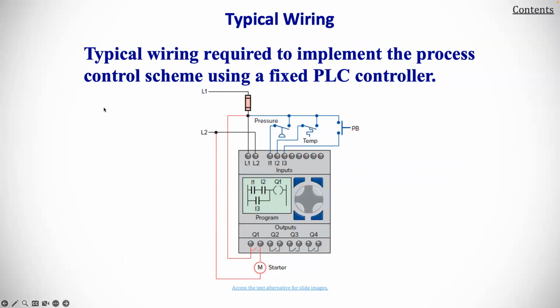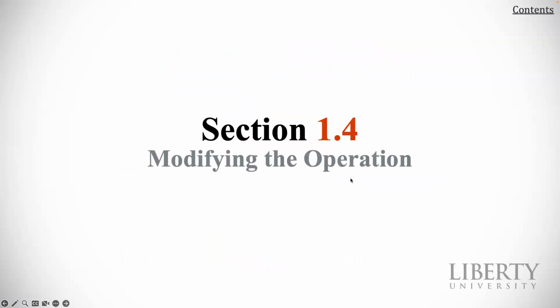For typical wiring required to implement the process controller scheme using a fixed PLC controller, this is how you would be using it. So the controller is fixed, but you can have various inputs and outputs that are then wired, making it a complete set.